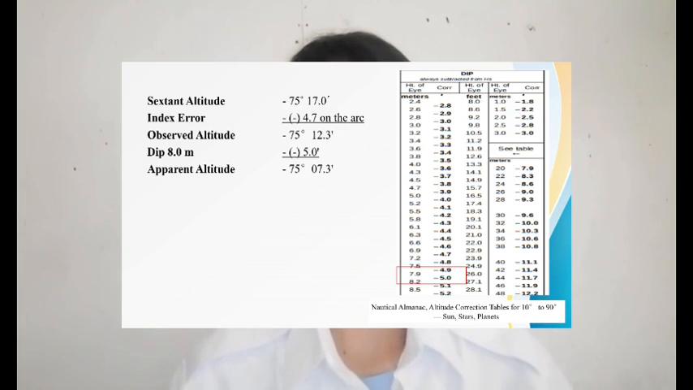Since we have our dip, the next step is to find our apparent altitude, which is the difference between the observed altitude and the dip. So our observed altitude of 75 degrees and 12.3 minutes subtracted by 5.0 dip is equal to 75 degrees and 7.3 minutes. So our apparent altitude is 75 degrees and 7.3 minutes.